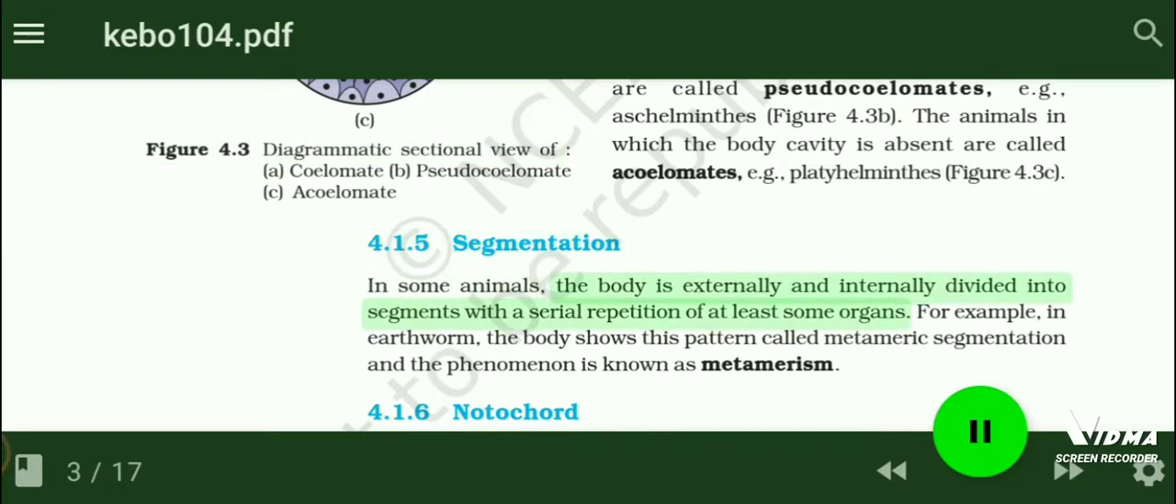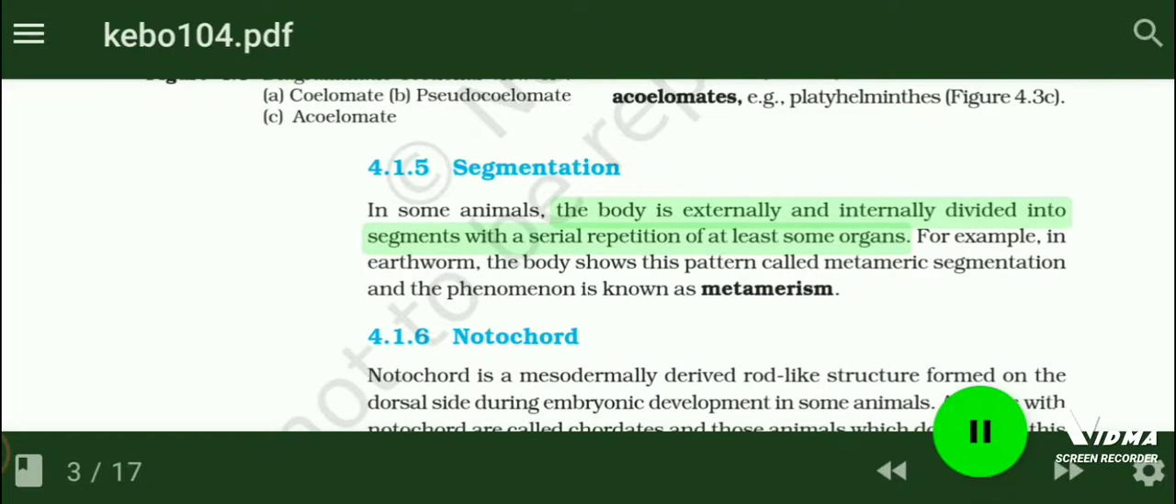4.1.5 Segmentation. In some animals, the body is externally and internally divided into segments with a serial repetition of at least some organs. For example, in earthworm, the body shows this pattern called metameric segmentation and the phenomenon is known as metamerism.